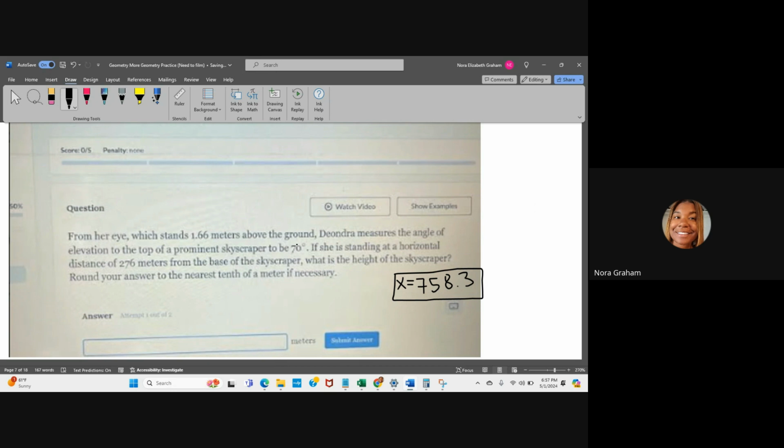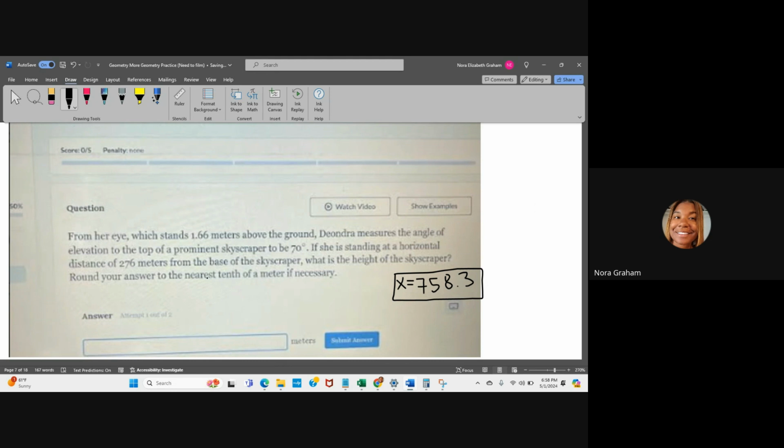All right, so for this one, for her eyes, which stand 1.66 meters above the ground, Deandra measures the angle of elevation to the top of a prominent skyscraper to be 70 degrees. If she is standing at a horizontal distance of 276 meters from the base of the skyscraper, what is the height of the skyscraper? Round your answer to the nearest tenth.